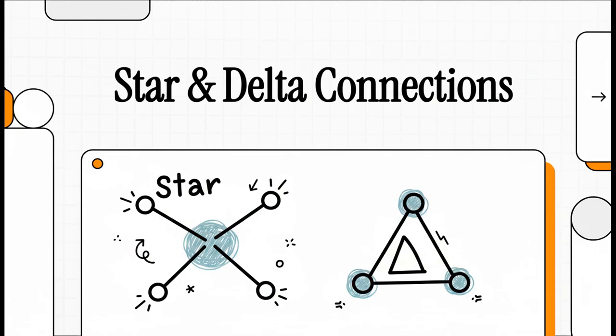Welcome to This Explainer. Have you ever wondered how massive power grids flawlessly distribute electricity to an entire city, or how the tiny, intricate circuits inside your phone manage complex currents without just shorting out? Well, it all comes down to specific network shapes.